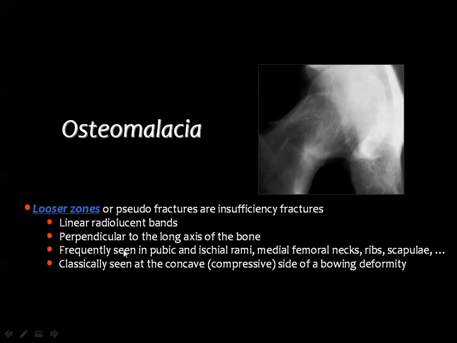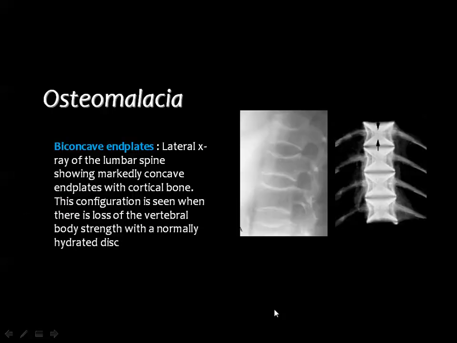They are usually perpendicular to the long axis of the bone, and this is the long axis of the femoral neck, and you see this Looser zone, which represents a radiolucent band surrounded by a little area of bone sclerosis.